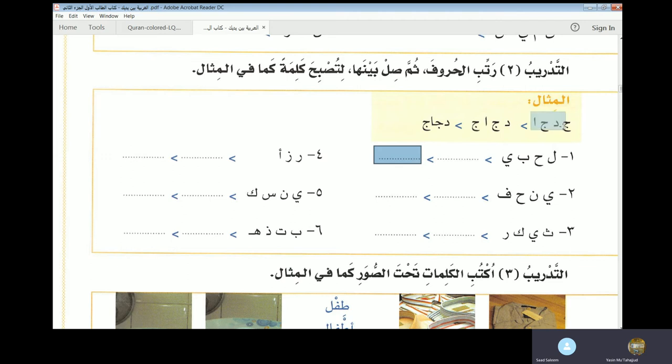Look at the example. Here we have four alphabets: Jim, Dal, Jim, Alif. So we move the Dal into first: Jim, Alif, Dal, Jim. So it becomes a word, the judge. Hen, chicken. The judge means chicken. Now use these four alphabets to make any kind of word. Just any kind of word? Yes, any word, but that word should have these four alphabets.